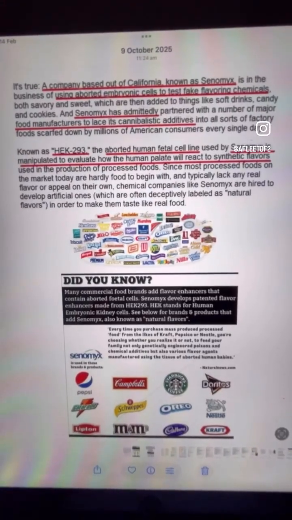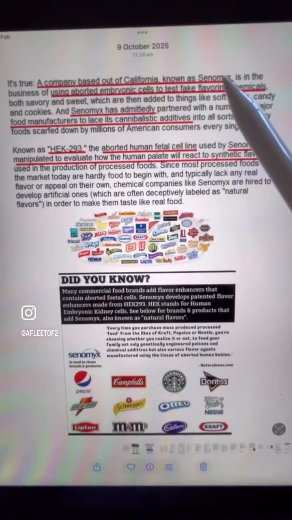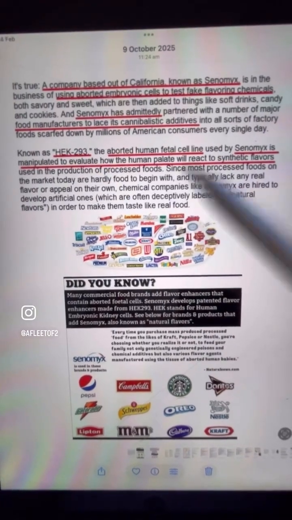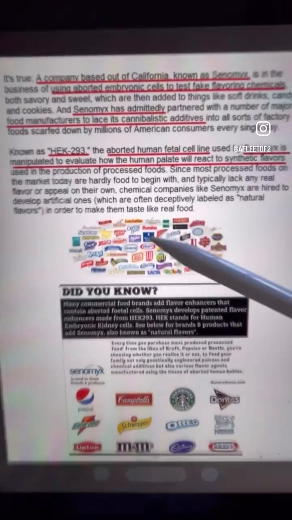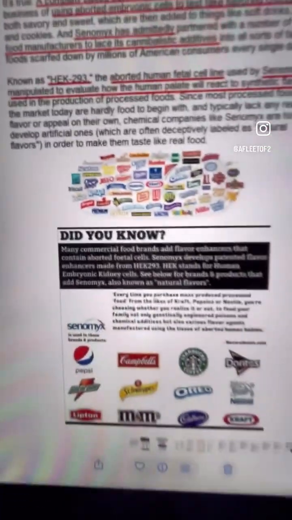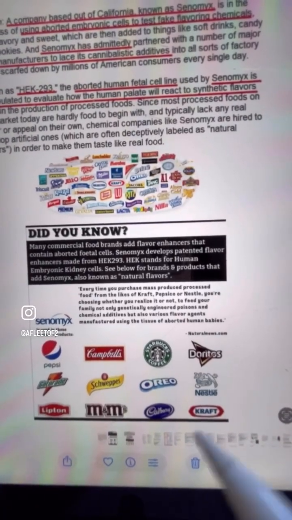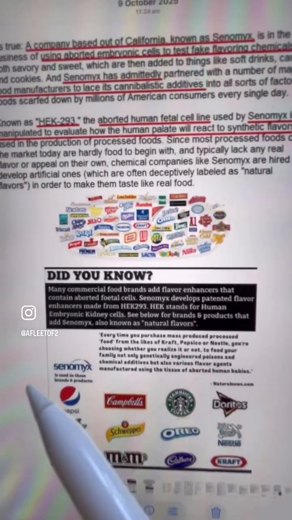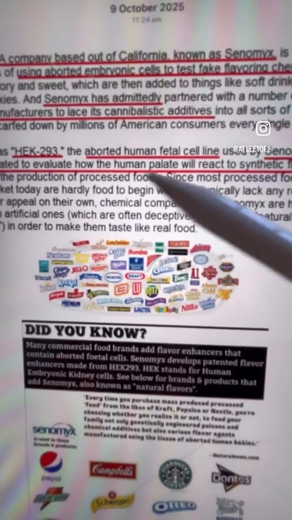So there's some disclosure for Cinemex. So Cinemex is the company that is using the HEK, specifically the HEK 293, aborted human fetal cell line used by Cinemex. So for all of these types, the different types of food that they are using, all these drinks, Oreo, M&M's, Schweppes, Pepsi, Doritos, Coke, Kraft, Lipton tea, Cadbury, Starbucks. So if you see Cinemex, they are using the HEK cell line for flavor enhancement.